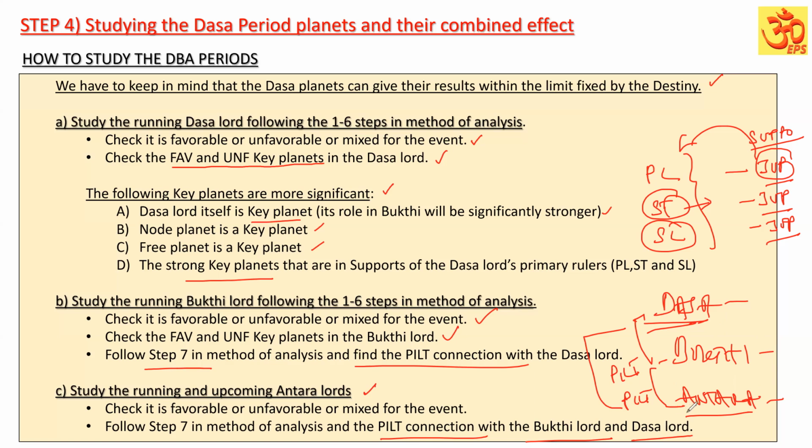So with the help of steps 1 to 7, we can come to a conclusion of how Dasa is going to be, how Bugdi is going to be, how Antara is going to be, for the running Dasa and running Bugdi, and then we have to check the next Bugdi also. Whatever the Dasa, Bugdi, Antara may be, we have to study in the same manner. So this is how to study the Dasa Bugdi periods.